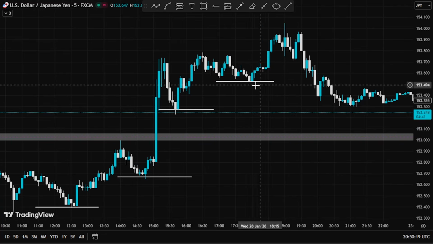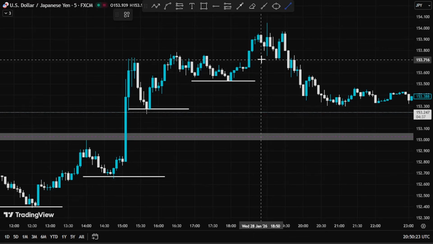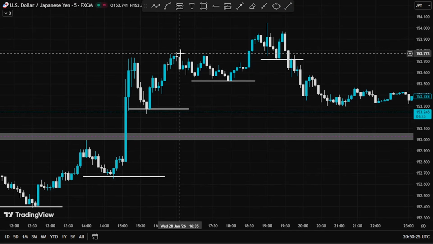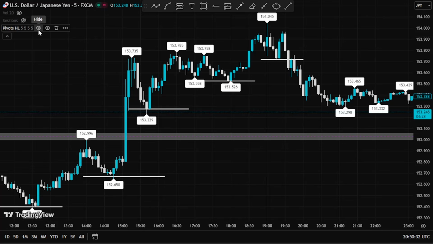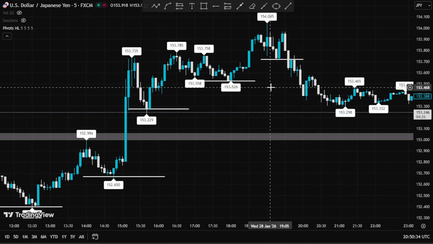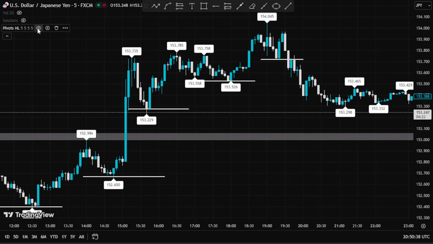So now this is the nearest swing level. There's also another swing level here. So now if you need help marking your swing levels, you can actually use the pivot points high and low, and you can see that pivot points is marking our swing levels accurately here. You can use the pivot point high and low.